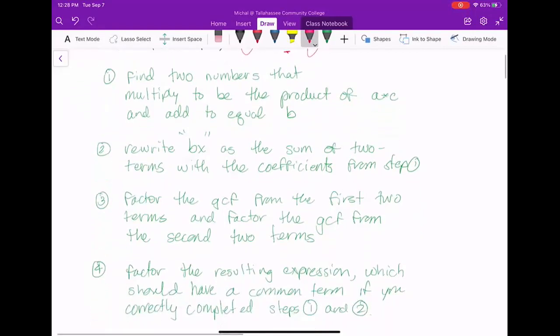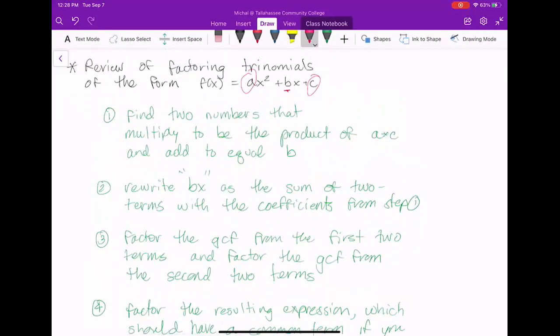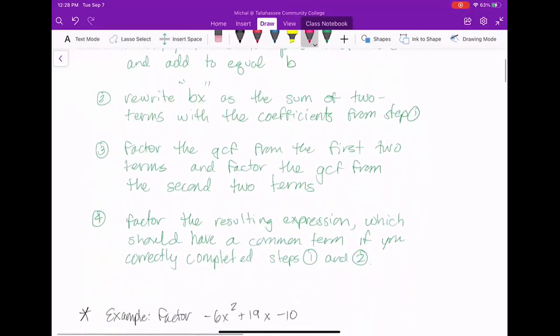Then we're going to rewrite that middle term, bx, as the sum of two terms with the coefficients that we found in step one. Then we're going to factor the GCF from the first two terms and factor the GCF from the second two terms, and then we're going to factor the result. So I'm going to show you exactly how this works using this equation here. We are going to factor the trinomial negative 6x squared plus 19x minus 10.